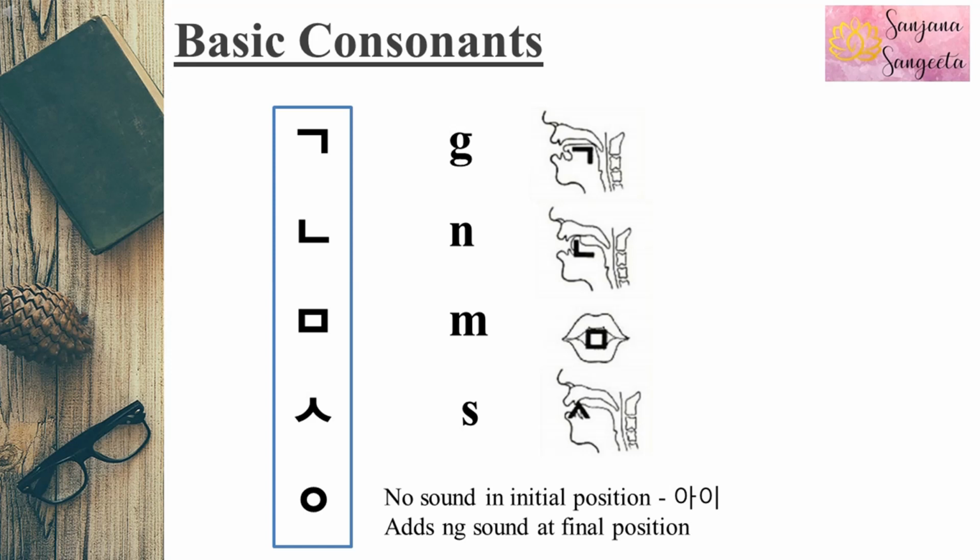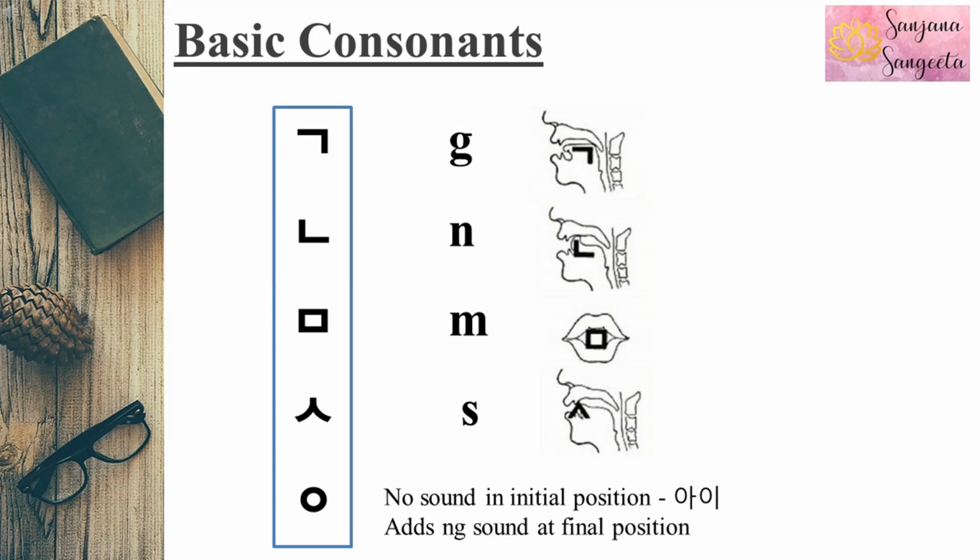The next consonant sounds N, like N in English. When you make the N sound, the tip of your tongue touches the upper gum ridge slightly. The next consonant is M, like M in English.